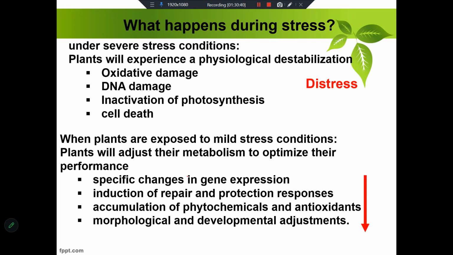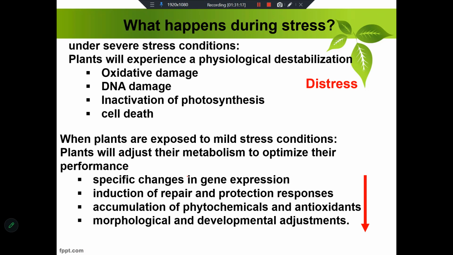Okay, so there can be some alterations or some breakdowns in the cell, so they can be repaired. Okay, and also some protection mechanisms, responses can be activated. So different phytochemicals and antioxidants can be synthesized in the cells, and now they are accumulating, so they can make a protection against those new conditions or growing conditions, and morphological developmental adjustments can take place.